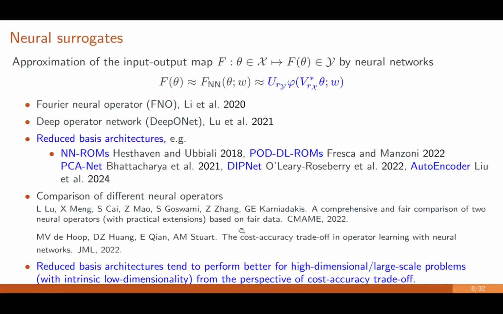One of the conclusions is, if you are in high dimensions for large scale problems, and the map F lives in a low dimensional manifold, or intrinsically there is a low dimensionality, then this reduced basis architecture tends to perform better, from the perspective of cost accuracy trade-off. I'm going to explain more detail later on about this cost and accuracy trade-off.